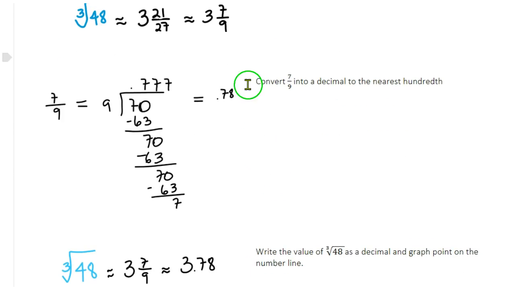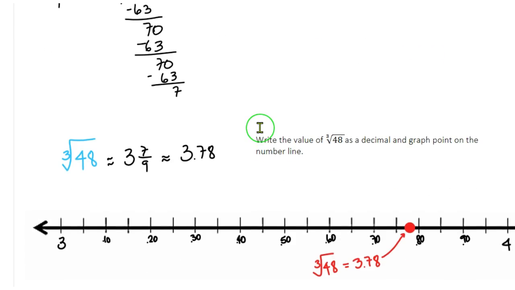So then here is yesterday's work. 7/9 equals 0.78. So now we have the answer. The cube root of 48 is about 3 7/9, which is about 3.78.